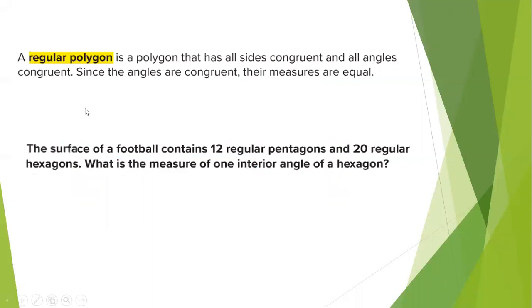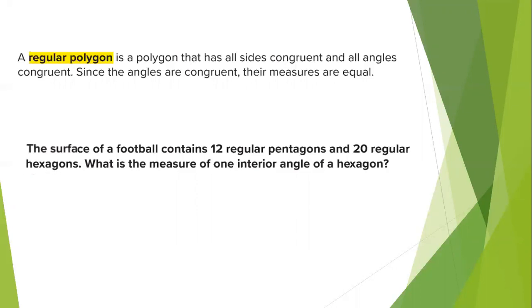A regular polygon is a polygon that has all sides congruent and all angles congruent. Since the angles are congruent, their measures are equal. An example for this is the following. The surface of a football contains 12 regular pentagons and 20 regular hexagons. What is the measure of one interior angle of a hexagon?